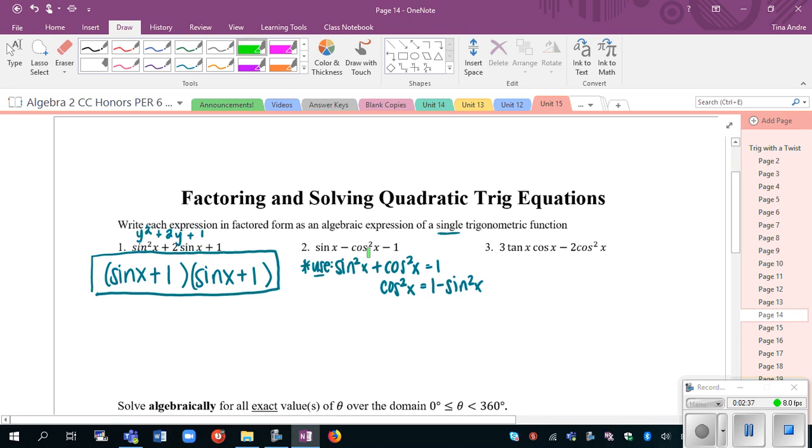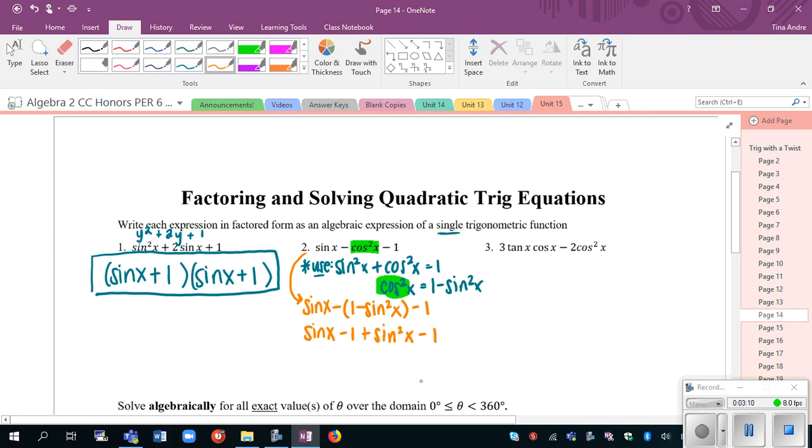So instead of having cosine squared x, I'm going to replace it with 1 minus sine squared of x. That way, I'll be able to factor this. So let's go ahead and do that. Let me just replace first. It's going to be sine x. Make sure you use parentheses when you're substituting in. So 1 minus sine squared of x, minus 1. And now I can distribute this negative 1. So sine of x minus 1 plus sine squared x minus 1.